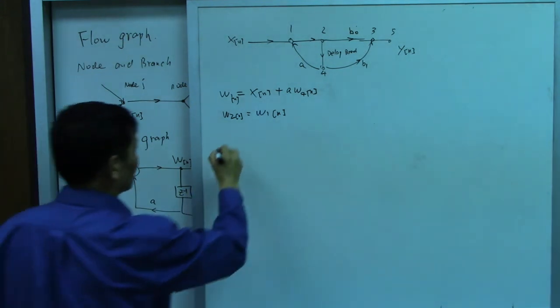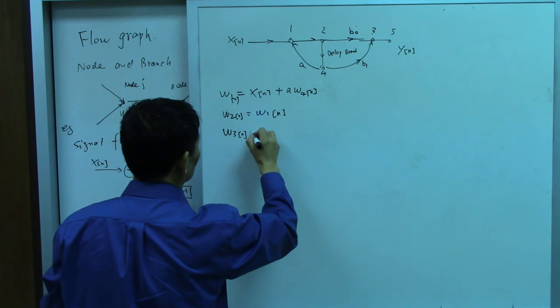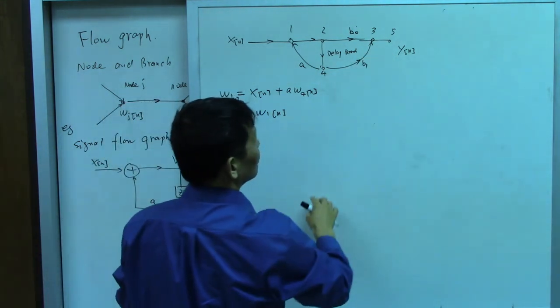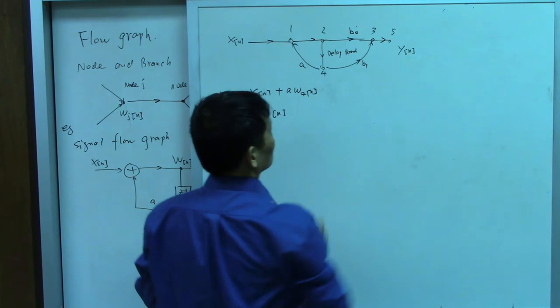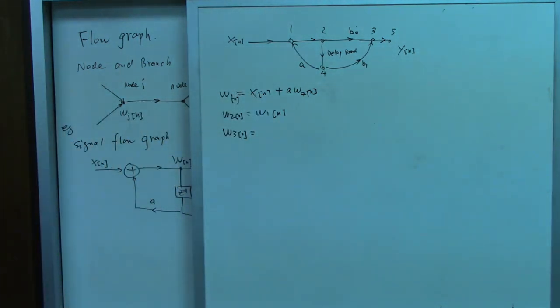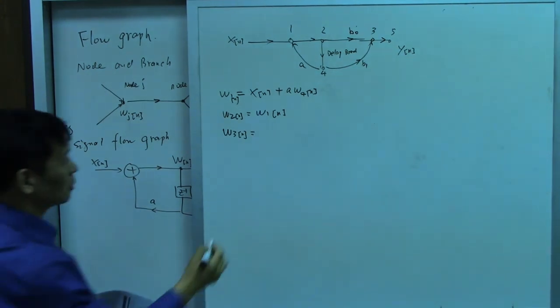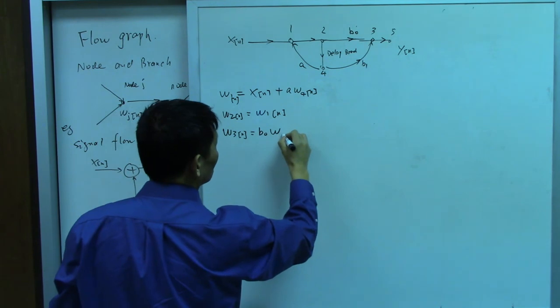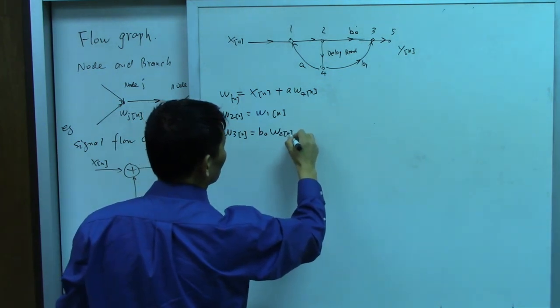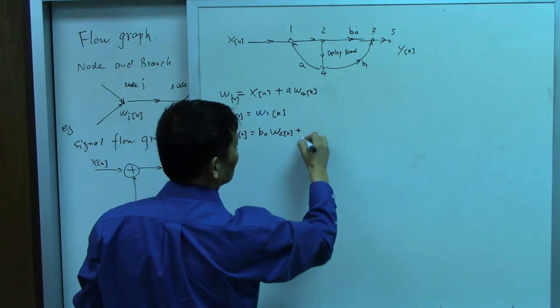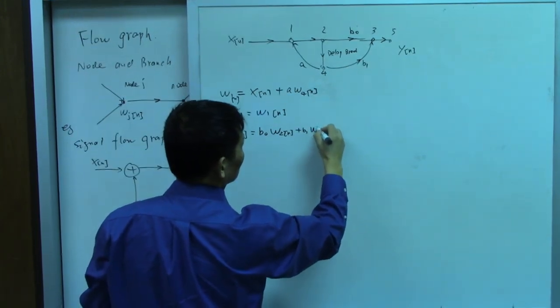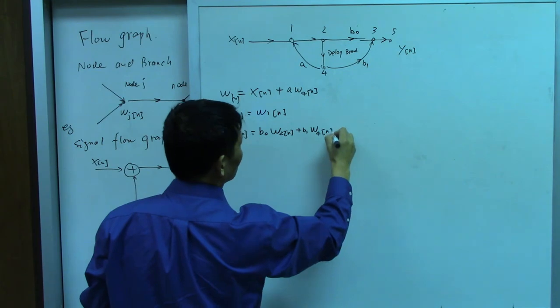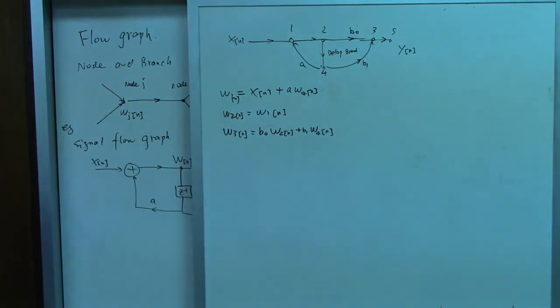Then what is W3? W3 is here, and this one goes out also. So we have 2 incoming branches. So what is it? B0. Okay, B0 times W2, right? Then plus B1 times W4. Right? That's all very straightforward. Alright.